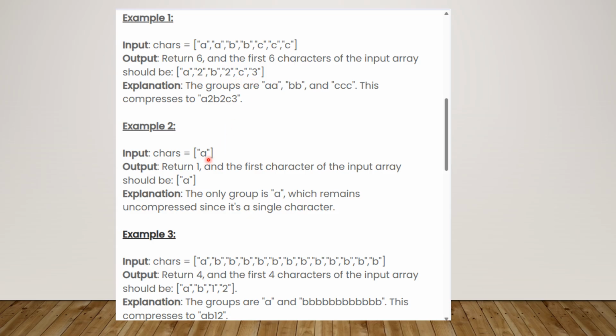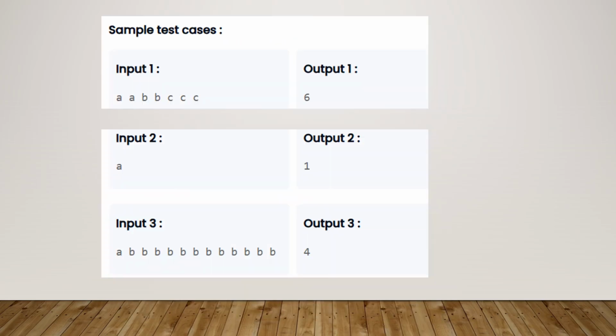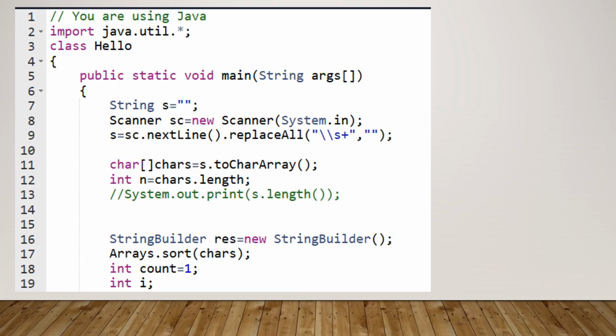As I said earlier, if the group length is 1, then we just add that particular character. Here A occurs for 1 time, so I just keep it as A. And B occurs 12 times, so B should be appended, and then 12 should be split as 1 and 2. So these are the sample test cases, inputs and outputs, for three different test cases.